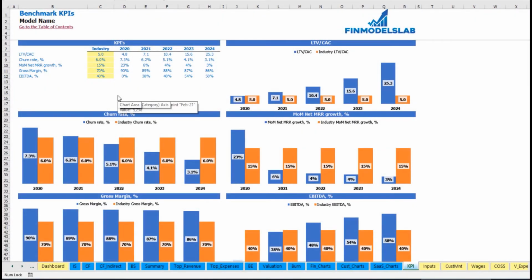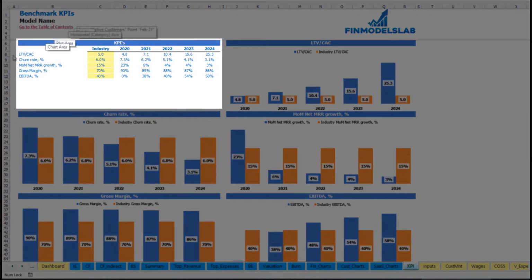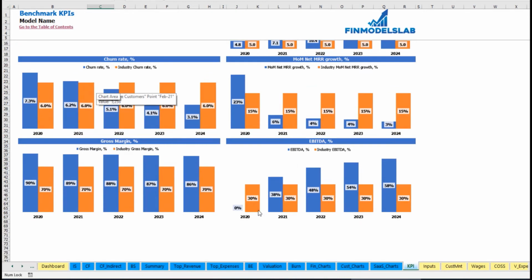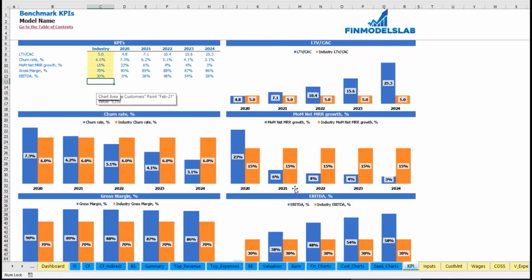On the KPI tab, you may see the main benchmark KPIs for the SaaS industry, which is LTV to CAC, churn rate, month-over-month net MRR growth percentage, gross margin, and EBITDA percentage. You may set the industry-specific KPIs which work for your country or for your region. For example, the EBITDA percentage can be 30%. So you may see on this chart that EBITDA percentage now is 30%. All the values calculated by the model using the assumptions you input you may see in here.